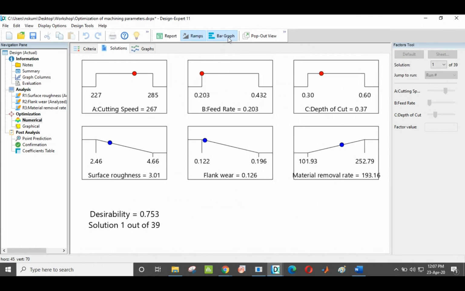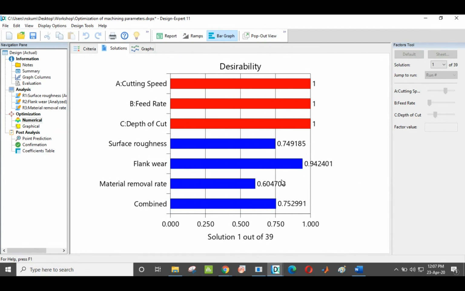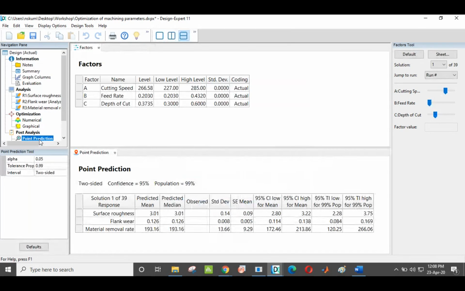Now we can see the bar graphs. Desirability. Because of the lowest desirability of metal removal rate, the combined desirability is lower. The combined desirability is the average of these three: surface roughness 0.74, flank wear 0.94 and metal removal rate 0.60. By taking this average, the combined desirability is 0.75. Then the point prediction. So these are the predicted values. Observations can also be entered in this and then we can analyze.